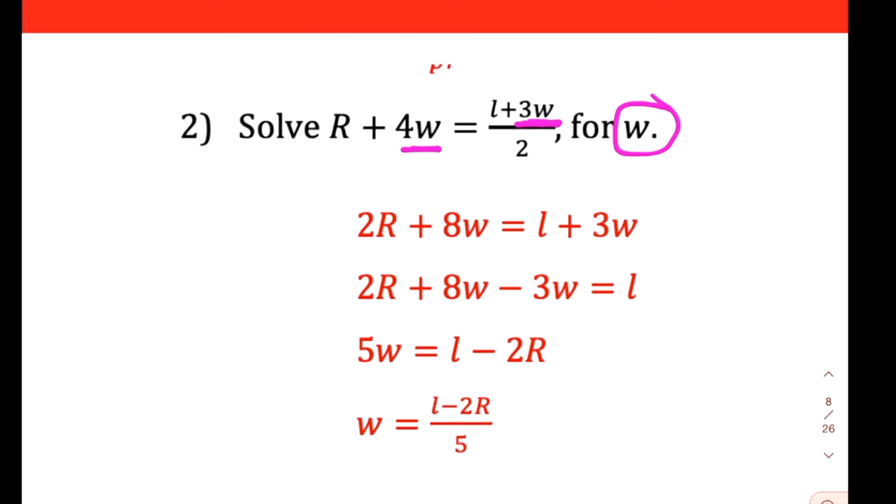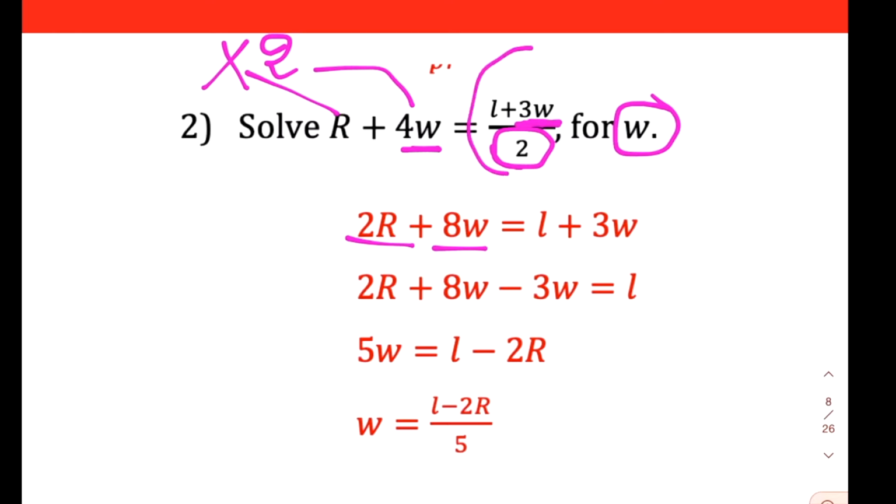Okay, first step, get rid of these 2. You have 2 as a denominator in a fraction. To get rid of it, multiply by 2. So you multiply everything by 2. So 2 times r, 2r, 2 times 4w, 8w, 2 times the fraction, you get only the numerator. You cancel the 2. Now we don't have a fraction. Collect the w's together, because you're looking for w, remember.